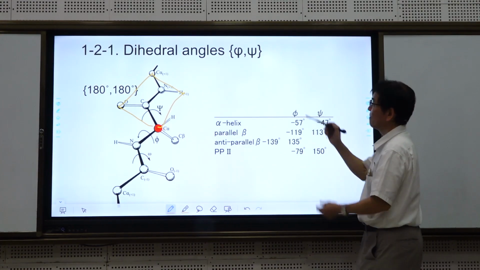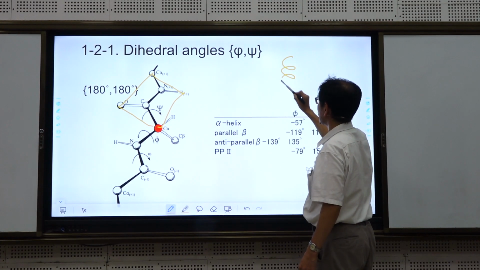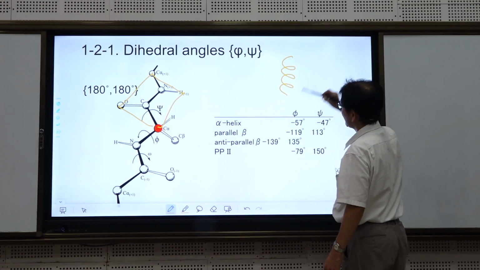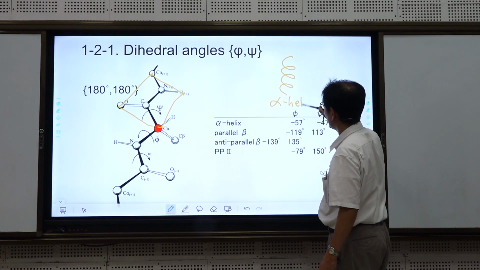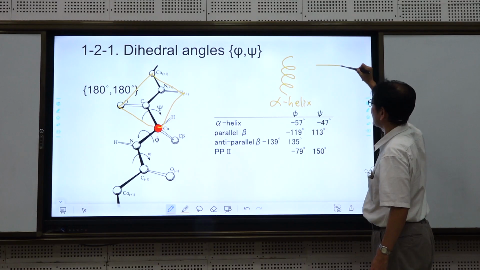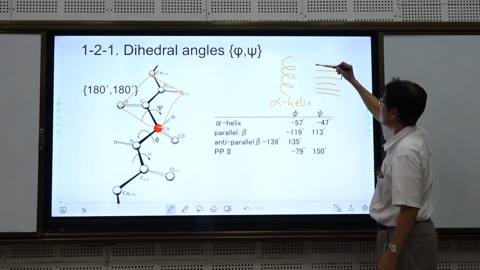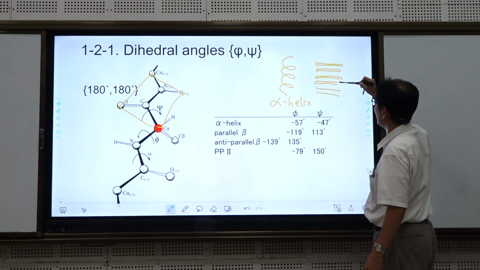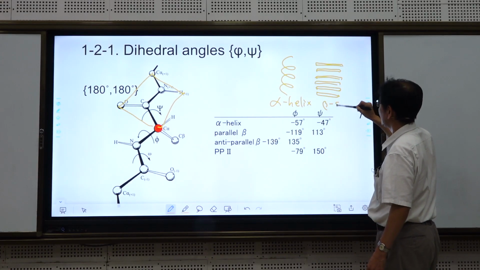And sometimes the peptide main chain forms a helical structure. This is the alpha helix. Sometimes the peptide main chain forms a stacking sheet structure. This is the beta sheet.